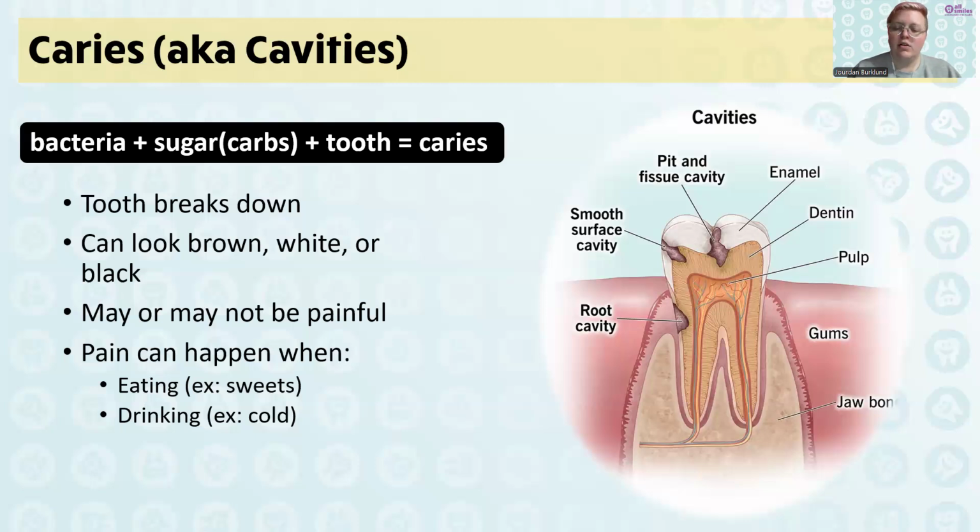What happens is the bacteria eats the sugar and then produces acid, and the acid breaks down the tooth. Depending on what stage it's in or where it's at, the cavity can look brown or white or black. Depending on how deep it is, it could be painful. It might not be painful, but it is still something that needs to be addressed. Oftentimes, if there is pain, it's when eating something like sweets. Sometimes kids will say when they eat candy, it hurts. Also, when drinking something cold, that can be very painful. That's something to look out for if kids are complaining about drinking something cold and having a tooth hurt.